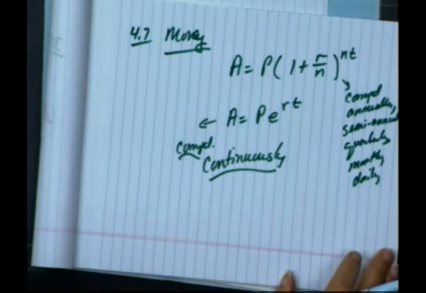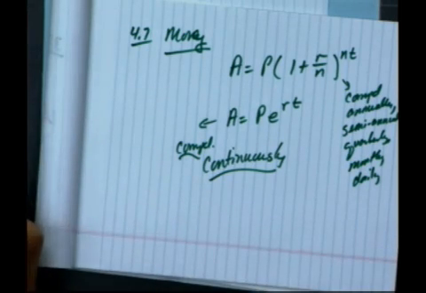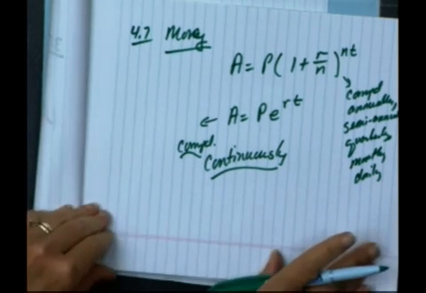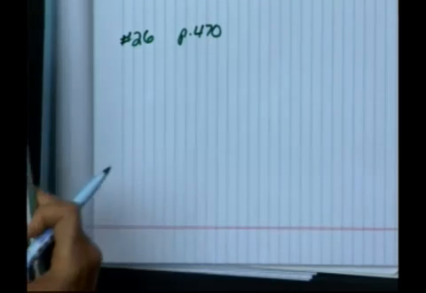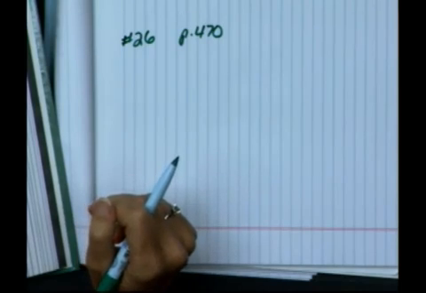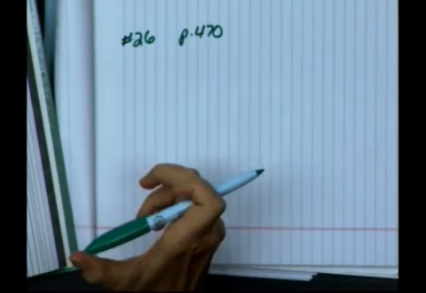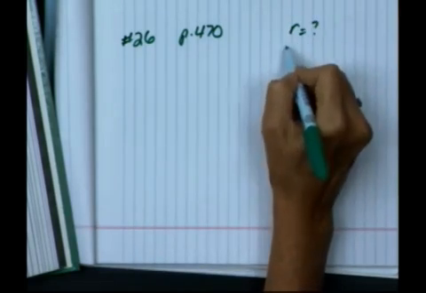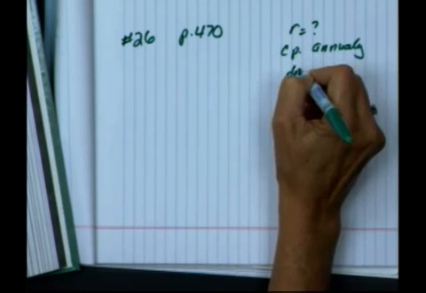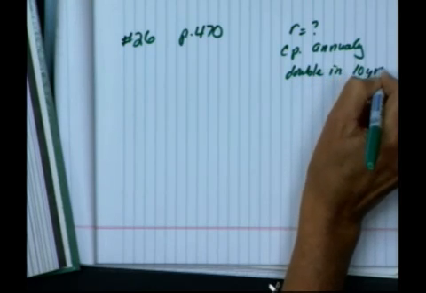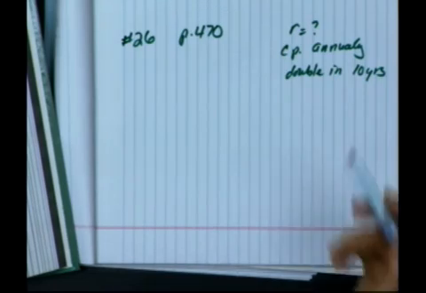Okay, so the question comes from 4.7, number 26. This is page 470. What rate of interest compounded annually is required to double an investment in 10 years? We're looking for the rate compounded annually, and we want to double in 10 years. Alrighty, so let's break this apart.